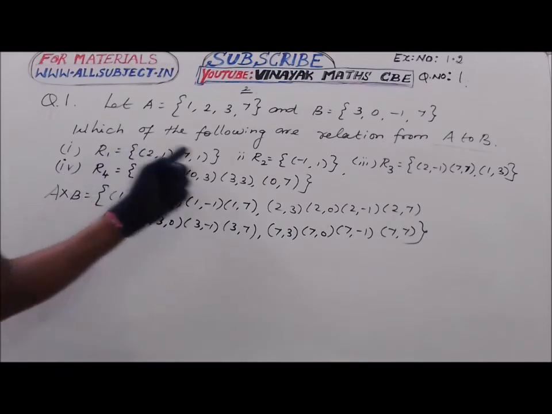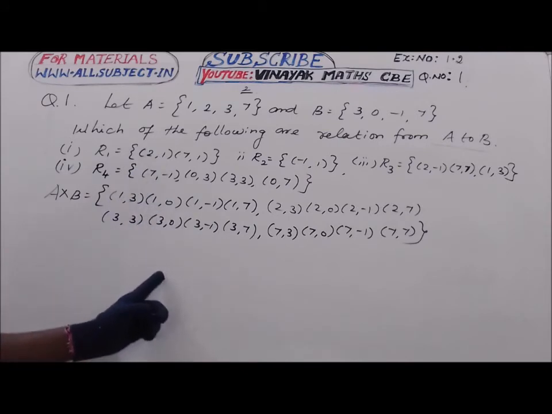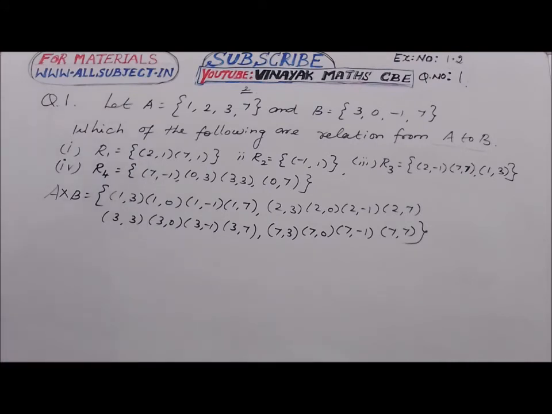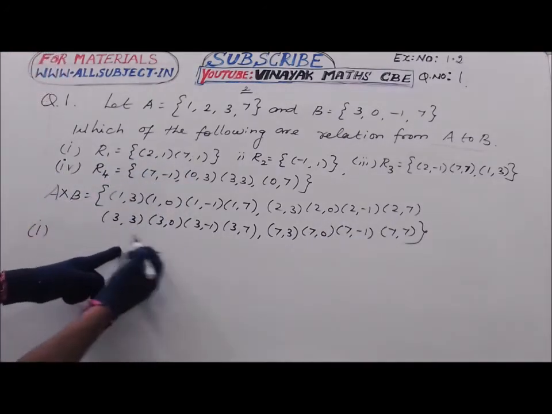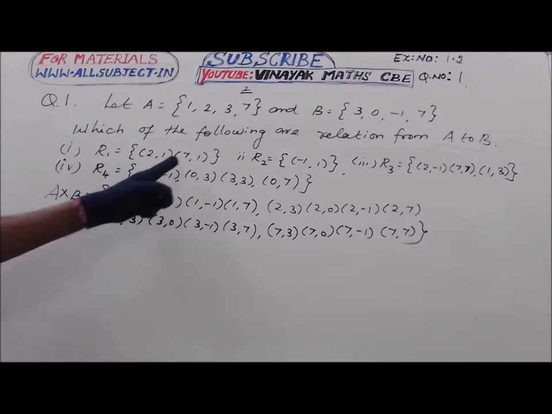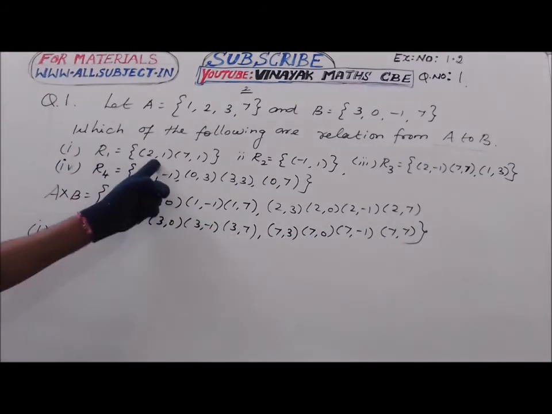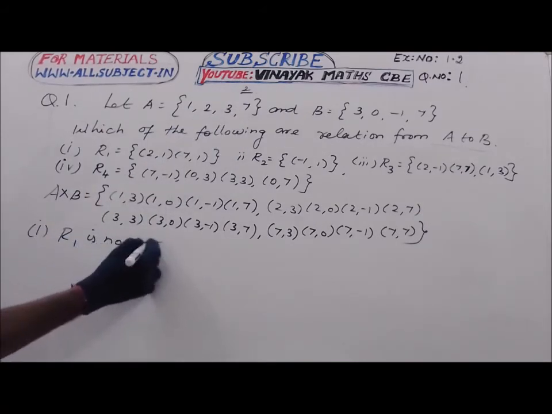If the given sets R1, R2, R3, R4 represent relations, they are all subsets of A cross B. They must be a subset of A cross B. If they are not a subset of A cross B, they will not be a relation. So in relation 1, I am answering for the first one, (2, 1) and (7, 1). (2, 1) is not present here. There is no (2, 1) in A cross B, and (7, 1) is not present in A cross B. Therefore, both (2, 1) and (7, 1) are not present in A cross B. Therefore, R1 is not a relation from A to B.